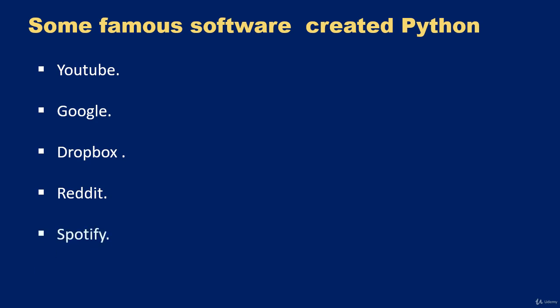Next, we have Spotify. Spotify allows you to listen to ad-free music of your choice. This is a streaming service that allows you to stream music without any advertisement. Finally, we've got Instagram. Instagram is very popular. It has both an app side and also a website as well. These are just a few list items of software that were created using Python.